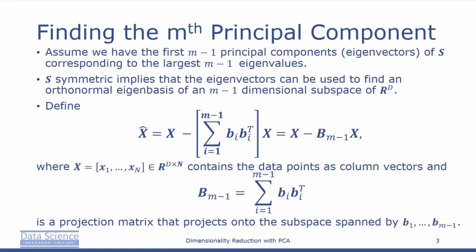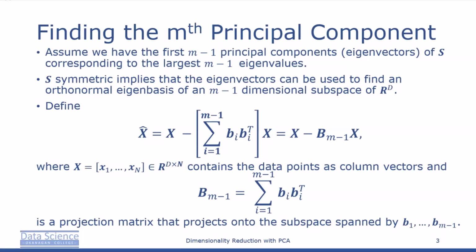We found the first m-1 principal components as the m-1 eigenvectors of S that are associated with the largest m-1 eigenvalues. Since S is symmetric, the spectral theorem states that we can use these eigenvectors to construct an orthonormal eigenbasis of an m-1 dimensional subspace of R^d. Generally, the mth principal component can be found by subtracting the effect of the first m-1 principal components, b1 through bm-1, from the data, thereby trying to find principal components that compress the remaining information.